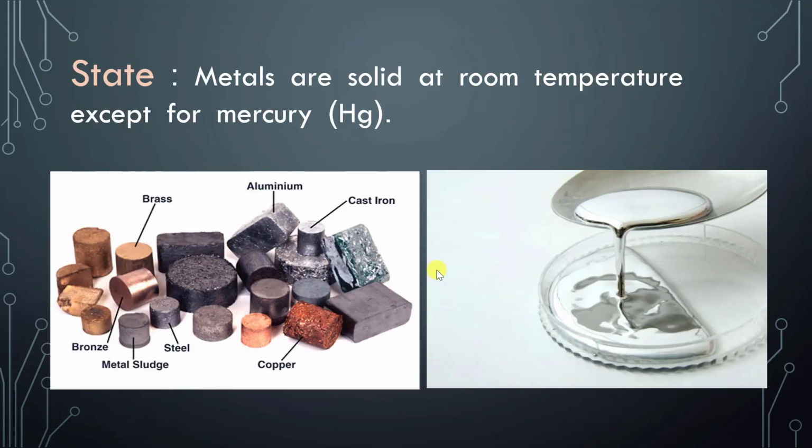Next quality: state. Metals are solid at room temperature except for mercury. Mercury is usually found in liquid form, whereas all the remaining metals are found in solid form.